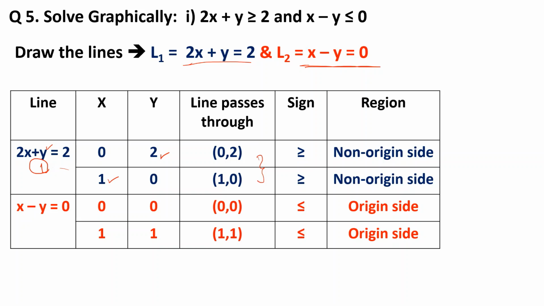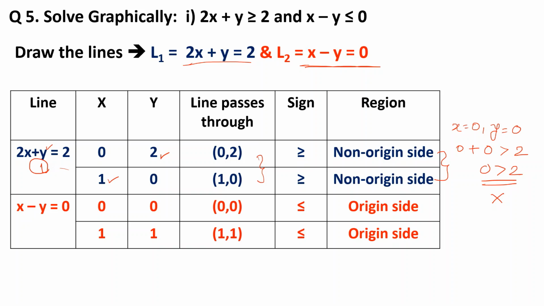Now I should check whether I should consider the origin side or the non-origin side. For this, the condition that I should check is to put x is equal to 0 and y is equal to 0 in the inequality, that is the first equation. So 0 plus 0 greater than or equal to 2. So 0 greater than 2, the condition is not satisfied. Hence I am considering the non-origin side. Now go for the second line.